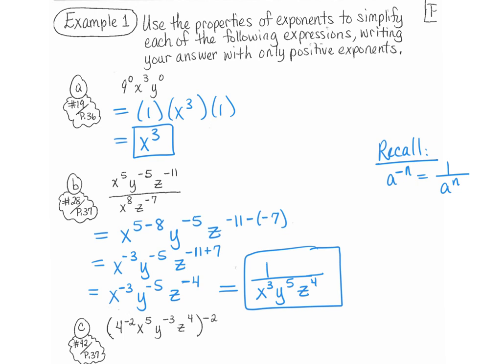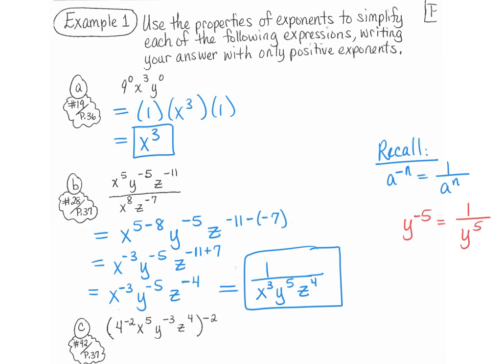What questions do you have? None? Okay. The y just flipped to a positive. Say it again. The y just flipped to a positive by itself. So we used this property for that y. So when you have y to the negative 5, that's 1 over y to the 5 using this property. Good question. What other questions do you have?